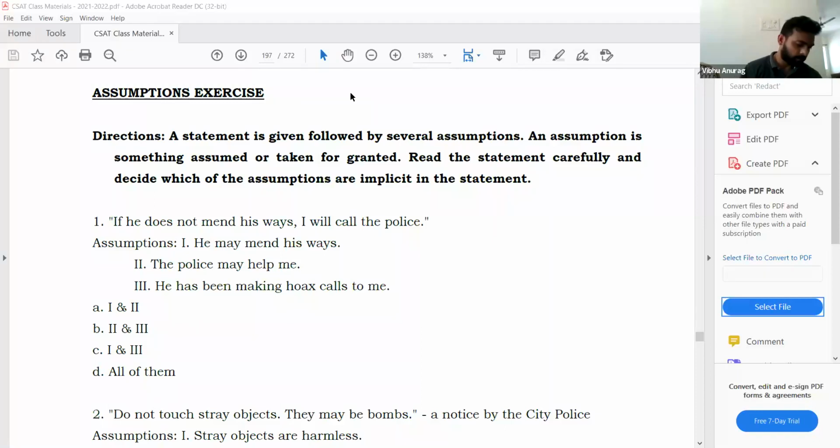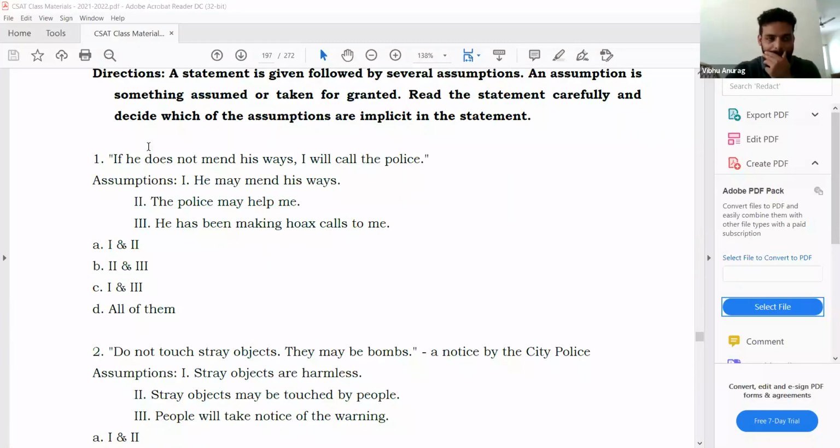If you see the directions, a statement is given followed by several assumptions. An assumption is something assumed or taken for granted. Something that people believe to be true is an assumption. So what we have to do is read the statement carefully and decide which of the assumptions are implicit in the statement. So which of the assumptions are implied.